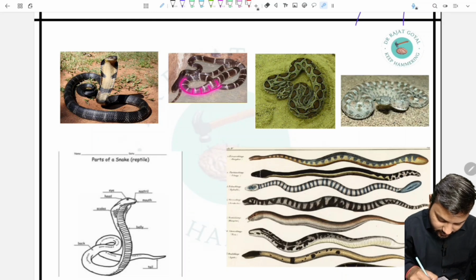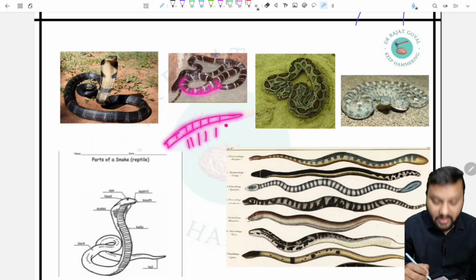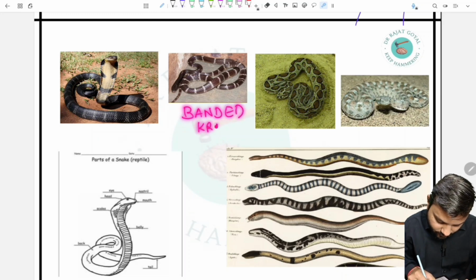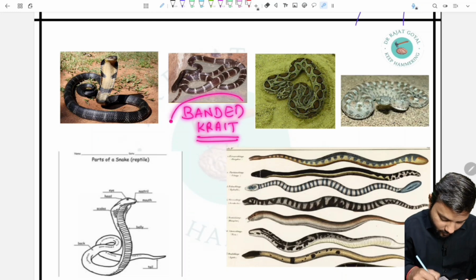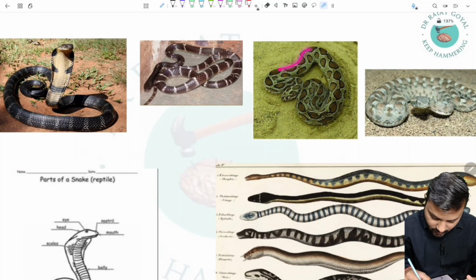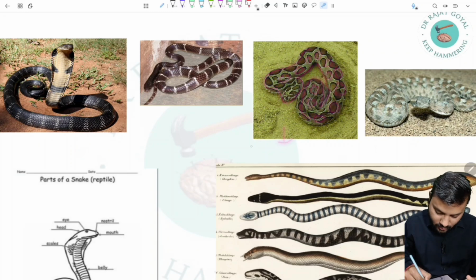Now the second image is of a snake in which bands are present. Various bands are present in a linear form, so we can say that it is a banded krait. The third image that we can see has various saw scales, so this is the image of the saw-scaled viper.